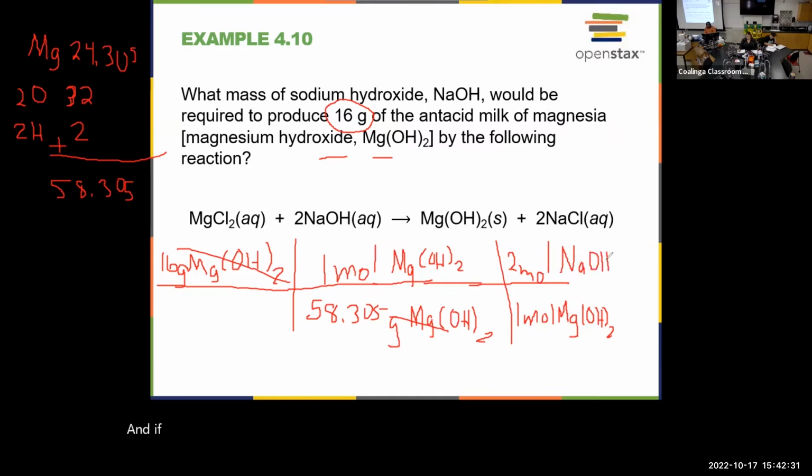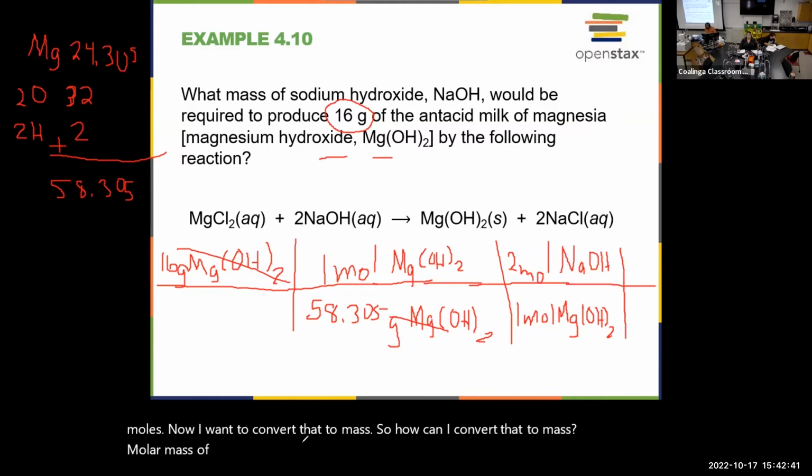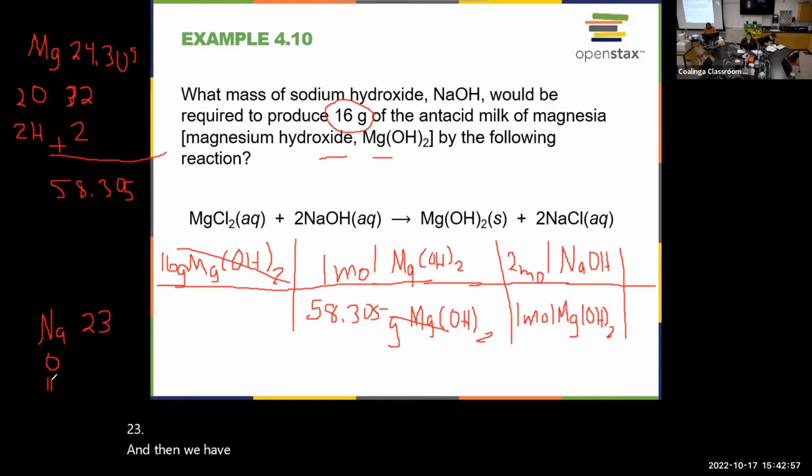And if I remember correctly, we're looking for the mass, right? So I don't want to leave it as moles now. I want to convert that to mass. So how can I convert that to mass? Molar mass. So what is the molar mass of sodium hydroxide? Na is 23, and then we have OH, that's 16 plus 1. It's about 40 grams per mole.